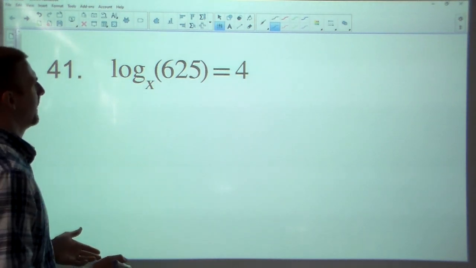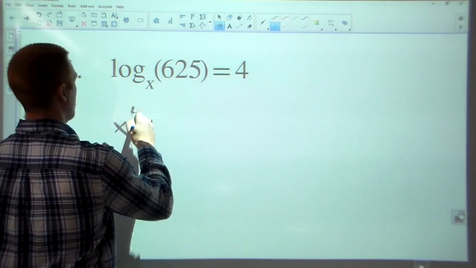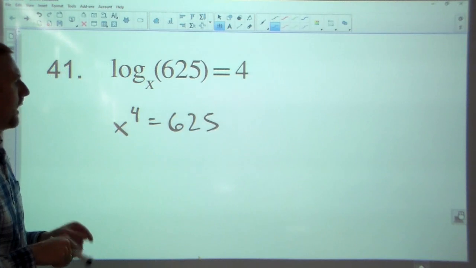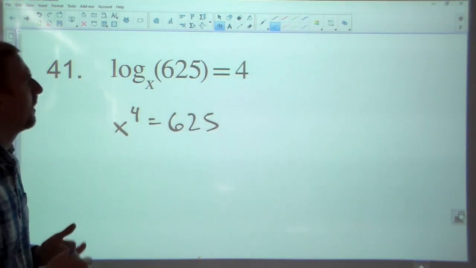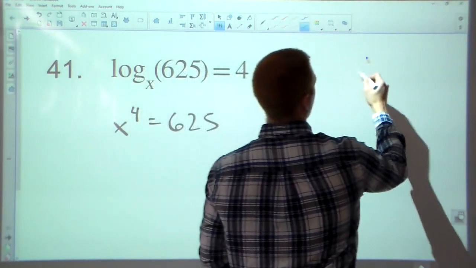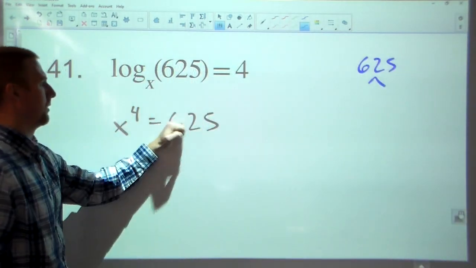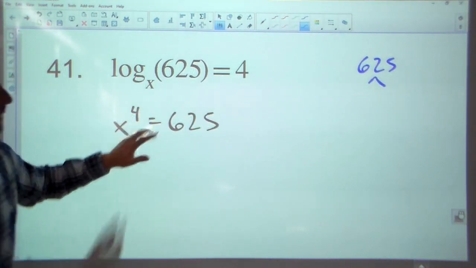What I would do is rewrite this thing as an exponential. I think that's the best way to go. So x to the fourth would equal 625. Now if you know something right away to the fourth power that equals 625, then you know what to put here. If you don't, what I recommend is go ahead and break down the number you're looking at. Let's see if we can make this something to a power, and then we can maybe play around with the exponents and figure it out from there.